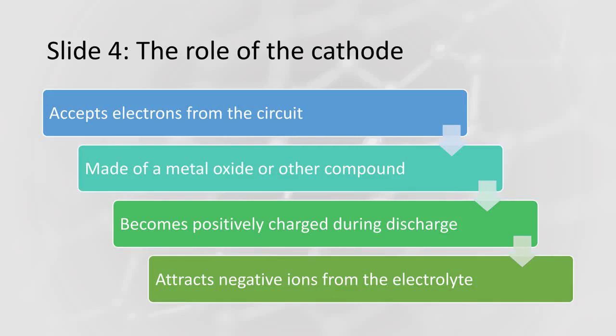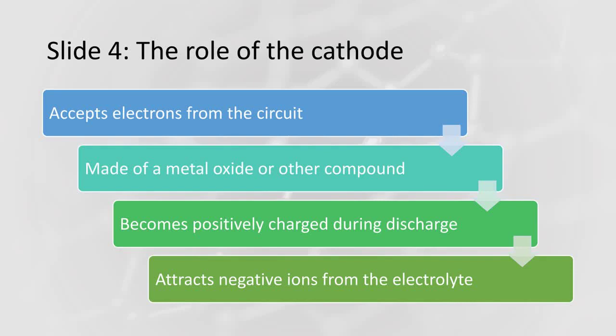We will be discussing the role of the cathode in a battery. The cathode is the positive electrode of the battery and is responsible for accepting electrons from the circuit during the discharge process. The cathode is usually made of a metal oxide or another compound that can readily accept electrons.